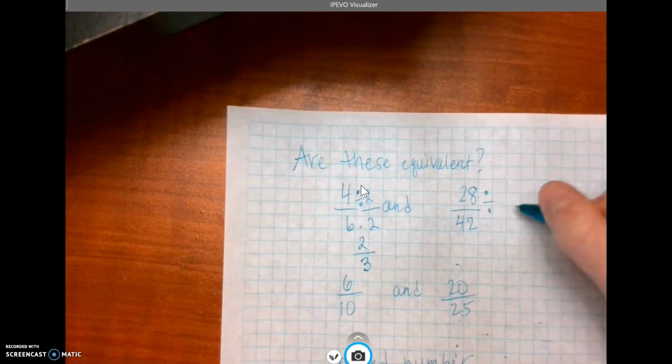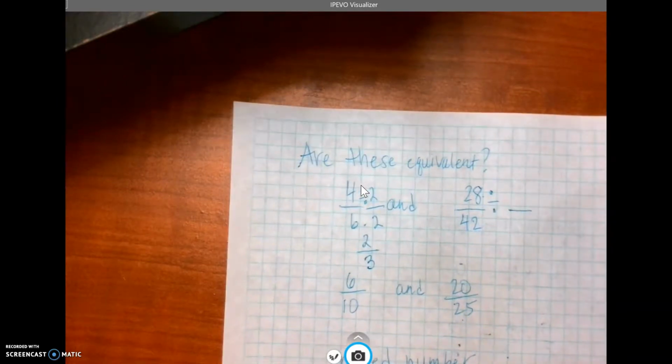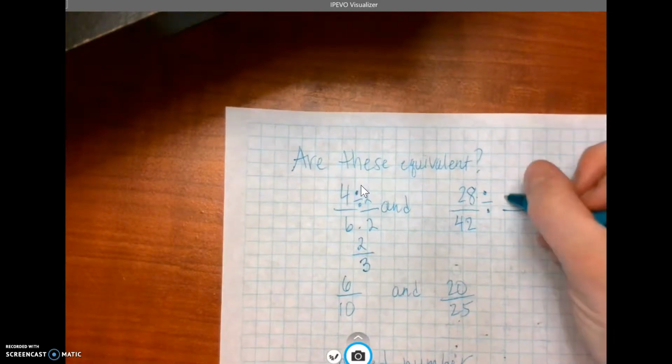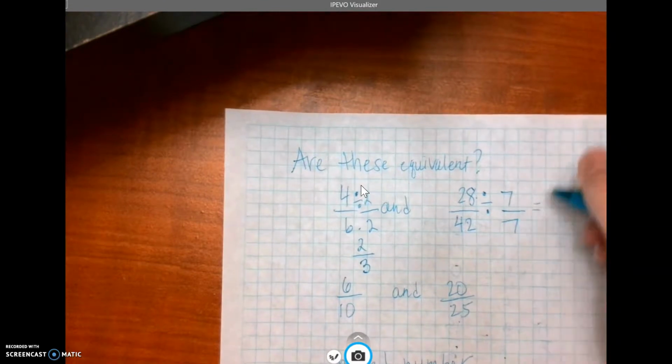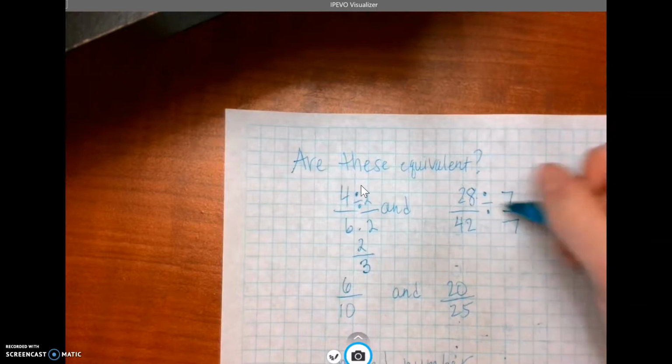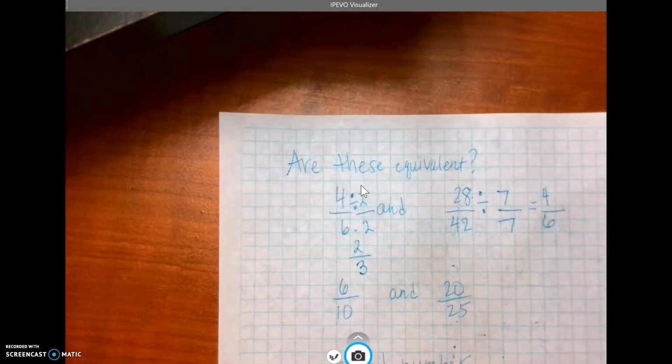I might want to look at my multiplication chart if I'm not sure what I can divide 28 and 42 by. But I know that 28 and 42 both can be divided by 7. 7 times 4 is 28, and 7 times 6 is 42. So I'm going to divide both of these by 7. 28 divided by 7 is 4, and 42 divided by 7 is 6.